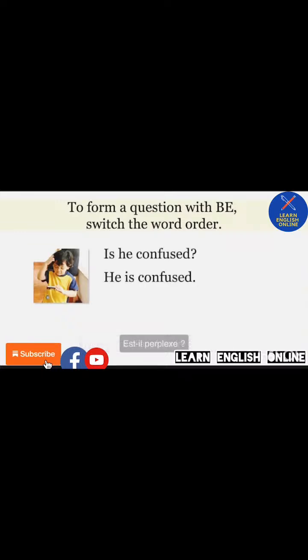In this lesson, you learned to form a question with be. We switched the word order. So, is he confused? He is confused. The question is the reverse order of the statement. Is he confused? Yes, he is. I hope you're not confused.